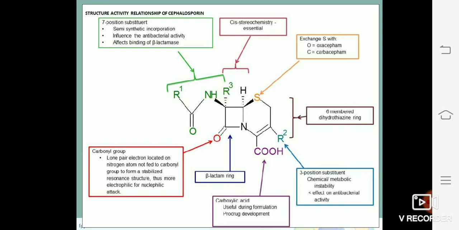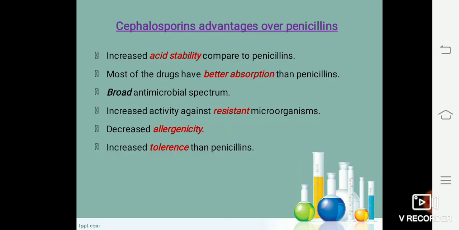These are the structure activity relationships of the cephalosporin. Cephalosporin advantages over the penicillin: increased acid stability compared to penicillin. Most of the drugs have better absorption than the penicillin. Broad antibacterial spectrum. Increased activity against resistant microorganisms. Decreased allergenicity. Increased tolerance than penicillin.